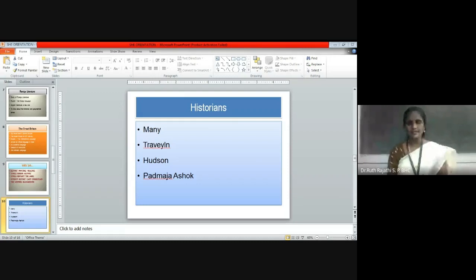And History of English Literature is the paper you are going to have in the second semester. And Hudson is the author. So, this is the book. We have talked about the history of English writers and the nation. And the third historian is Padmachar Ashur, and this author is prescribed for you in this current semester. So in this semester, you will take the social history of England, and the author of the book is Padmachar Ashur. So we are going to study the history presented by Padmachar Ashur.